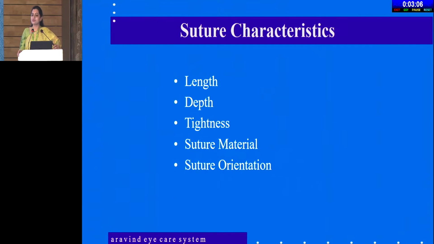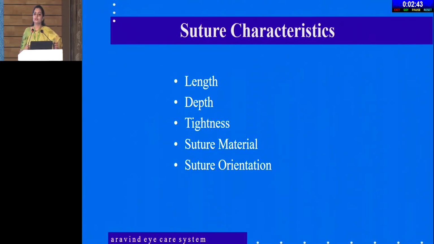Last thing is the suture characteristics. We need to apply sutures in time, and don't shy away from applying sutures, because good wound integrity is important, especially in case of SICS where you're going to have a large wound. If you don't have a proper wound, you can end up with endophthalmitis, and you can end up with a soft globe and all that. So it's always important to have good sutures.